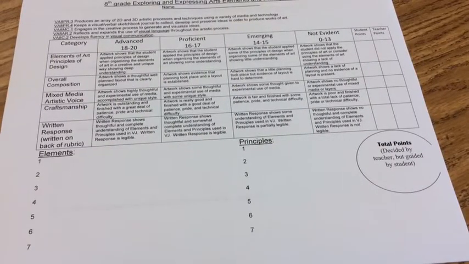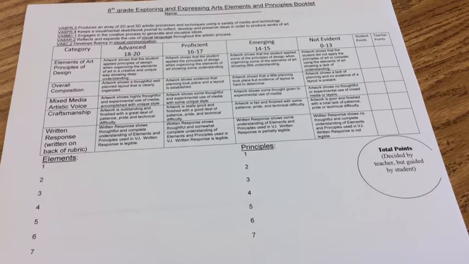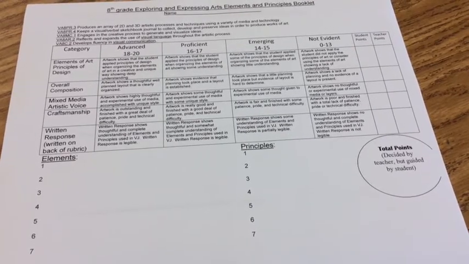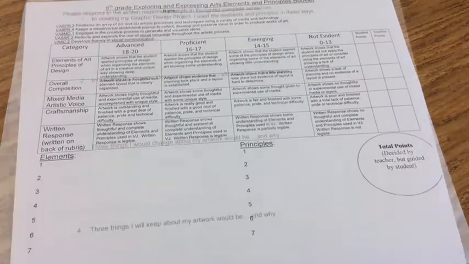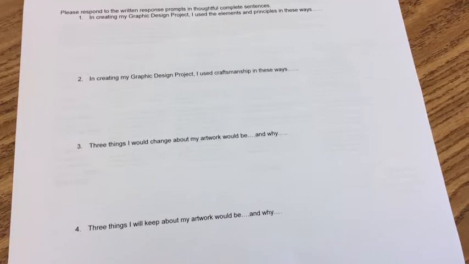This is the rubric you're looking at right now. Notice there are 2 places for scores, student points and teacher points, and then a total point, which I will add up for you at the end. Here we have the back, where you're doing your written response in full sentences. Here you have a list of the elements and principles which you will have access to.